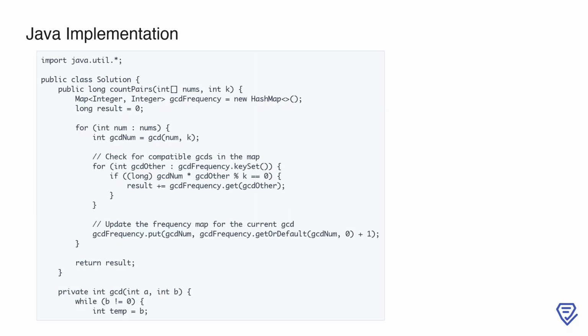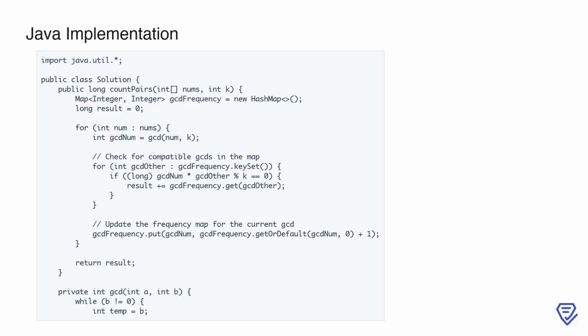Here, we start implementing the solution to count array pairs divisible by k using Java. First, we import the necessary utilities and define the Solution class. Within it, we create the countPairs method, which takes an integer array nums and an integer k as arguments. To efficiently calculate the result, we use a hash map called gcdFrequency to keep track of the frequency of the greatest common divisors, GCDs, of the numbers in the array with respect to k. We also initialize a variable result to store the count of valid pairs.